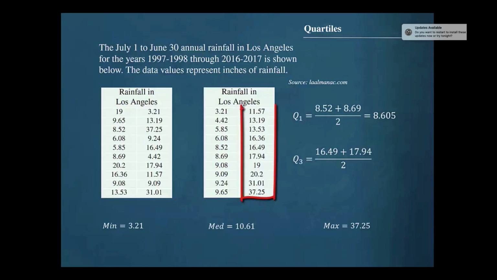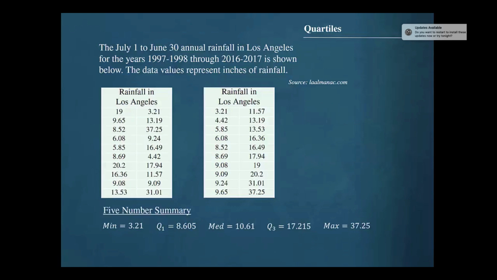The third quartile is found by determining the median for the top 50% of the data set. We will find this value by adding 16.49 and 17.94, then dividing by 2. The third quartile is then 17.215. We now have a list of 5 measures that are resistant to extreme data values. This list of 5 values, the minimum, the first quartile, the median, the third quartile, and the maximum, is called the 5-number summary.